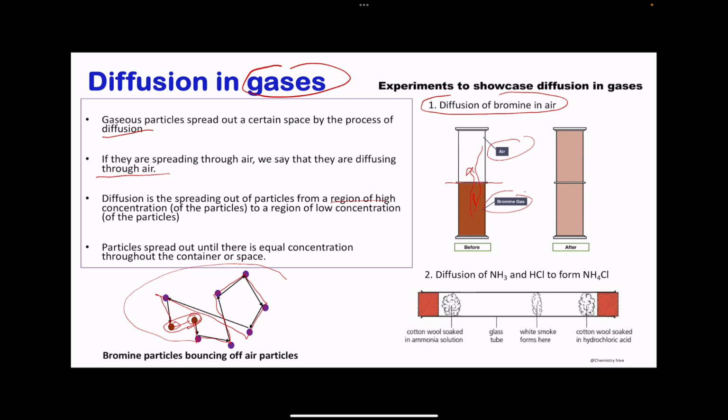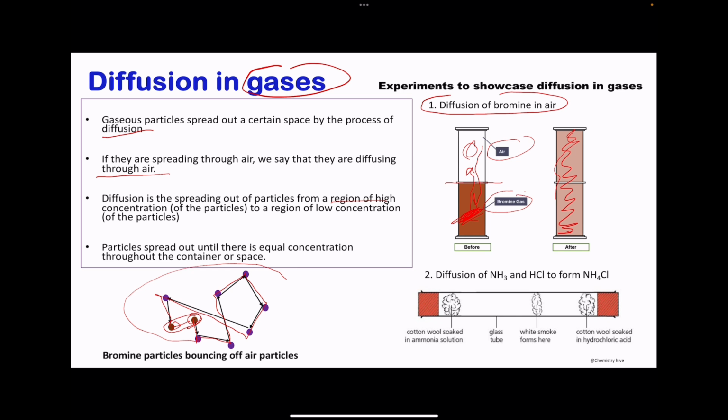So diffusion causes the concentration of both particles, meaning the air particles as well as bromine, to be uniform at the end of the diffusion, so the color is going to be the same. We see this is orange-brown, and this is basically colorless, but in the end we can see the color becomes lighter because the air has mixed up with bromine.